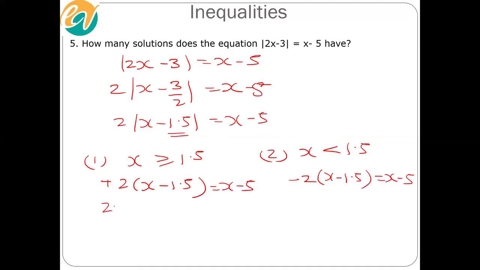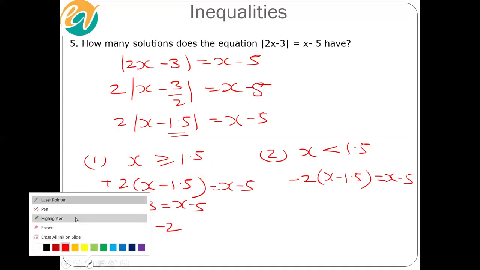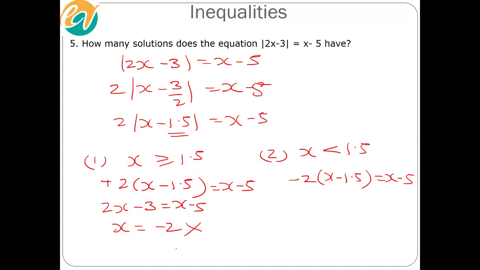So from this, what do we get, friends? 2x minus 3 is equal to x minus 5. So 2x minus x is equal to how much? x is equal to minus 2. Agreed? Now, however, what was the condition that we started with? Greater than 1.5. Is minus 2 greater than 1.5? Obviously no. So this is not a valid solution.